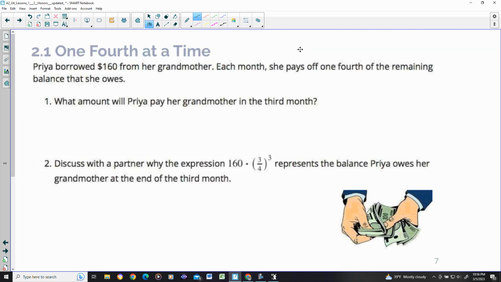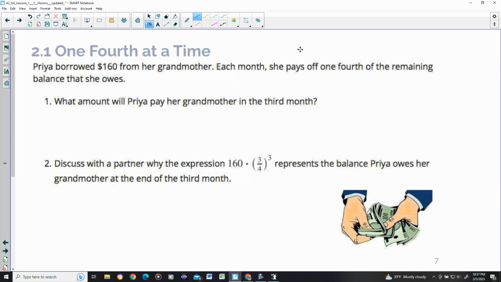Okay, so now let's look at some other problems. Not everything involves doubles and halves, so let's see what else we can do. Okay, ooh, money. Priya borrows $160 from her grandmother. Each month she pays off 1/4 of the remaining balance that she owes. Okay, responsible grandkid. I can understand that. I mean, if my daughter did this to me, I would be totally okay with it. So, what amount will Priya pay her grandmother in the third month?